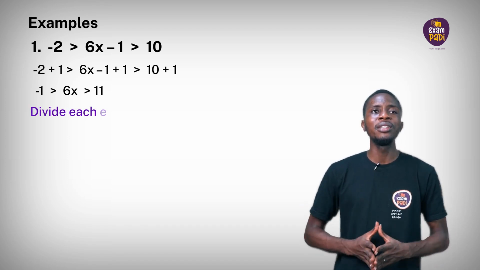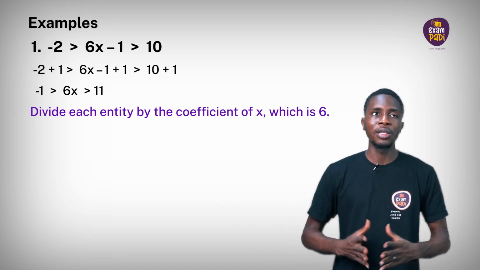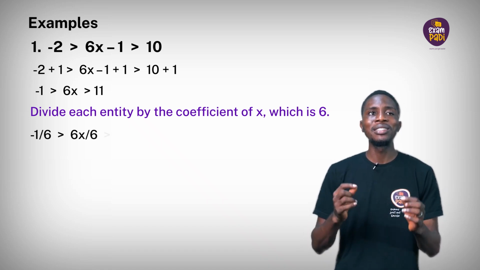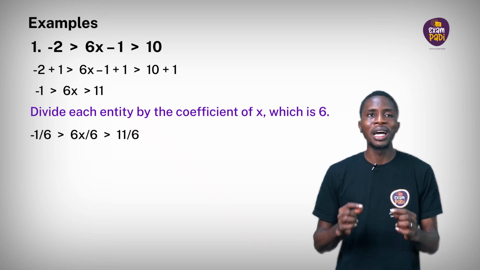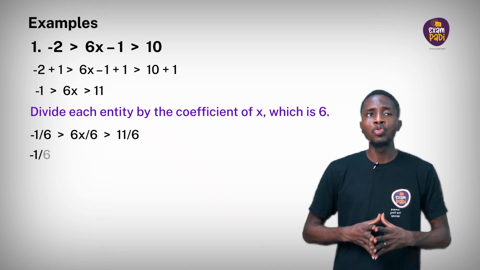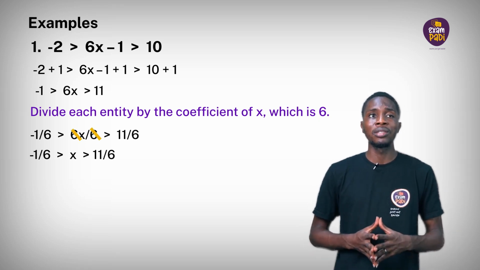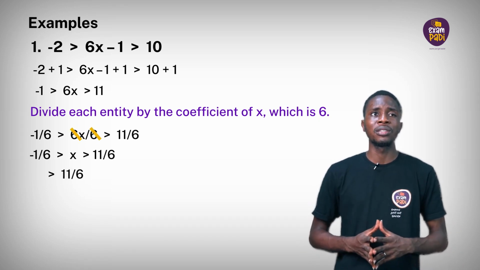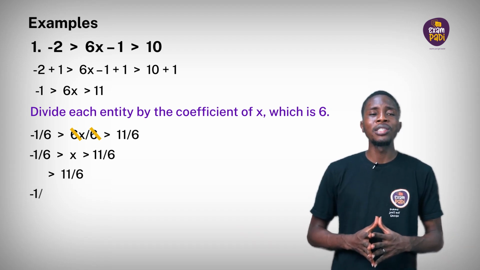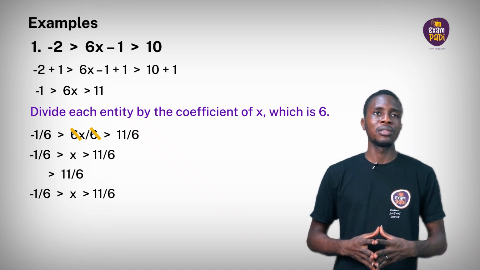Then divide each entity by the coefficient of x, and the coefficient of x is 6. So we have minus 1 over 6 greater than 6x over 6 greater than 11 over 6. There we have minus 1 over 6 greater than x, because 6 will cancel out 6, greater than 11 over 6. Our final answer is minus 1 over 6 greater than x greater than 11 over 6.